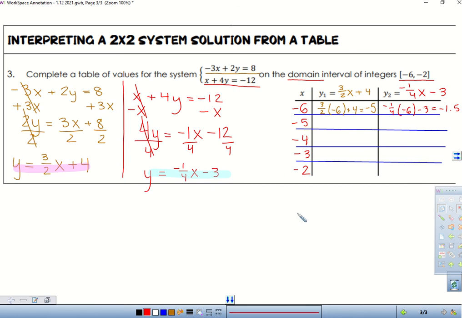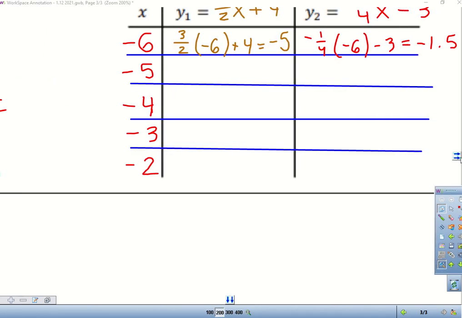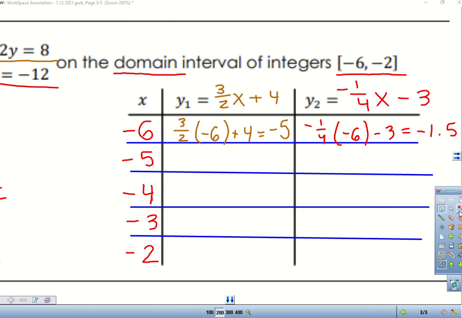Can you zoom in a little on that thing? I can't really see. Is that better? Yeah. Thanks. You're welcome.